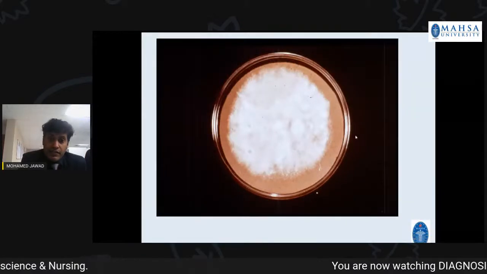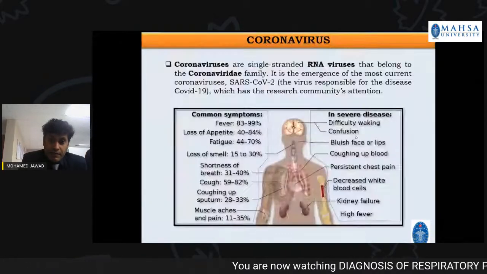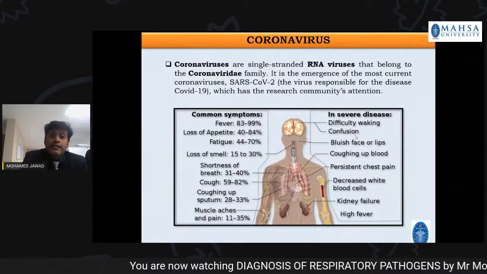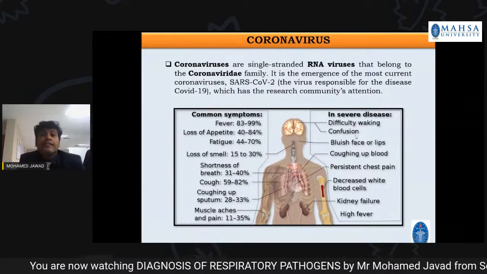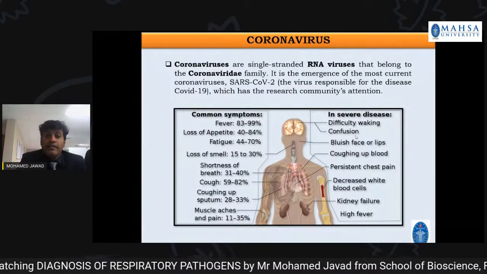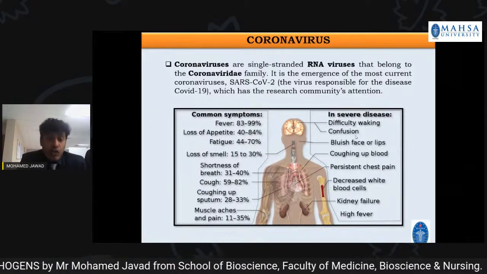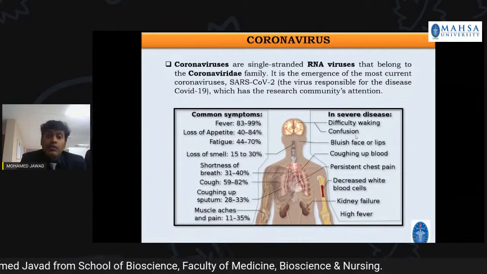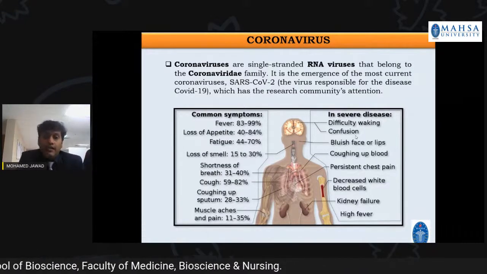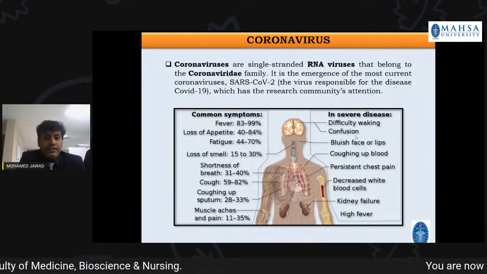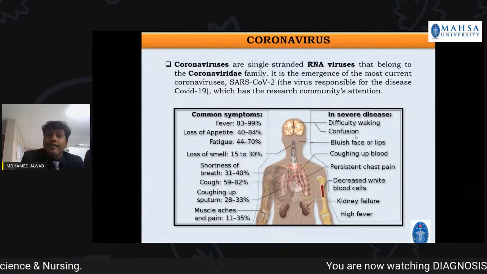So this is the fungal culture on SGA, the Histoplasma. The next one, a recent one, is coronavirus. Coronavirus is a single-stranded RNA virus. It belongs to the coronavirus family. It's the emergence of the most current coronavirus, SARS-CoV-2, responsible for the disease COVID-19, which has the community's attention now.